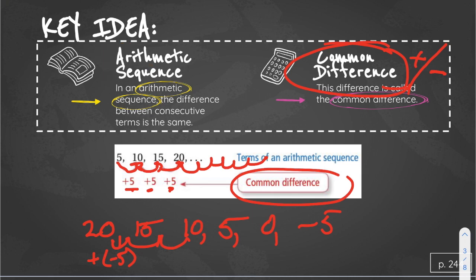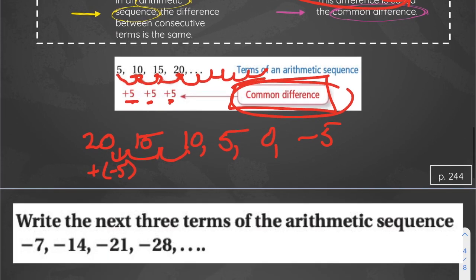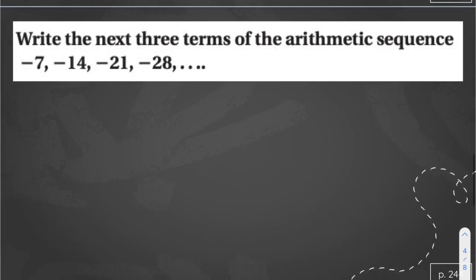But again, arithmetic sequence, it's just that common difference between each of those numbers, and those can be either an adding difference or subtracting difference. So a question you might see: write the next 3 terms of the arithmetic sequence. First thing we need to do is identify what is the common difference.